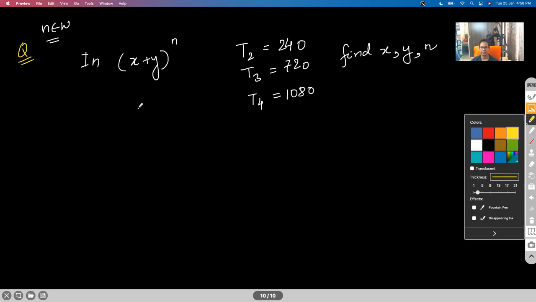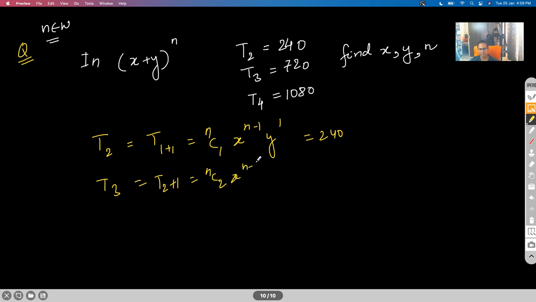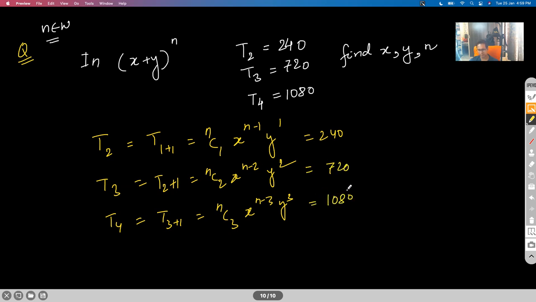Yes. Anybody? See, what will be T2? T2 is T1 plus 1, right? So that will be nC1, x to the power n minus 1, y to the power 1, right? So this is given to us as 240. Similarly, T3 will be T2 plus 1, which is nothing but nC2, x to the power n minus 2, y square. T4 will be T3 plus 1, which is nC3, x to the power n minus 3, y cube. So these values are given to us. Let's call them 1, 2, and 3.